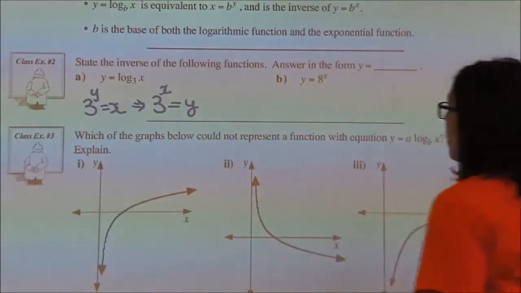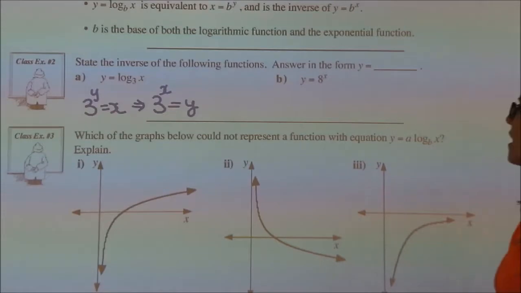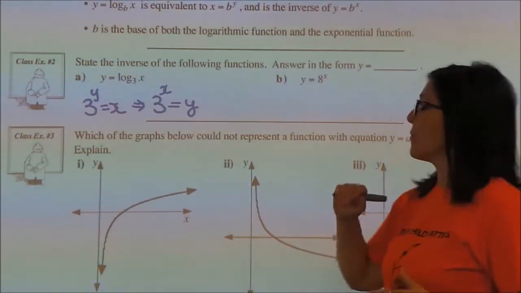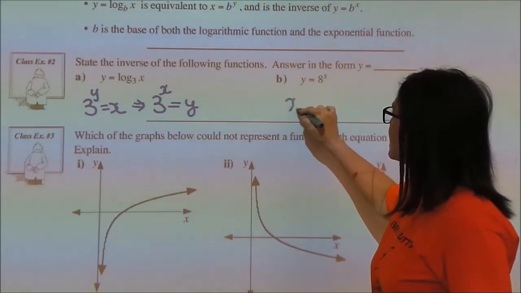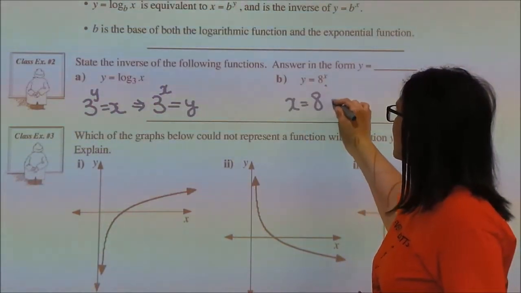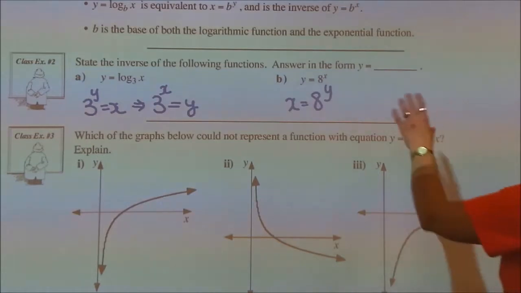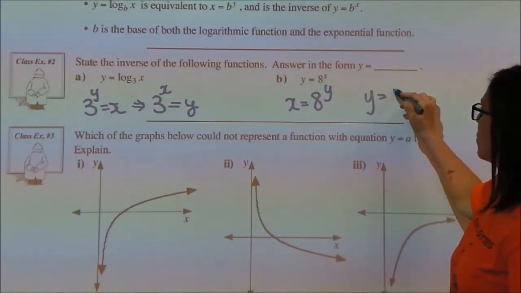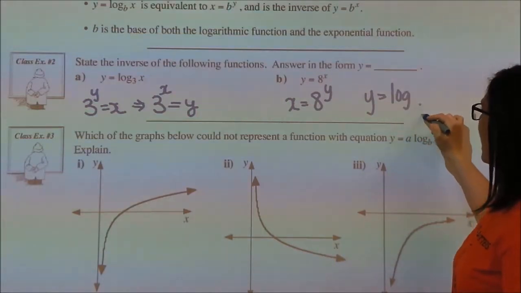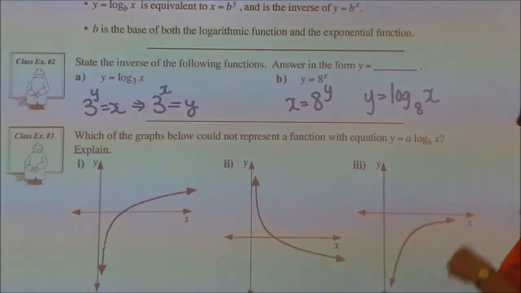If I look at the other one, I've got y equals 8 to the power of x. The inverse of that would be x equals 8 to the power of y. And to pull that y down in front, I have y equals log base 8 of x.